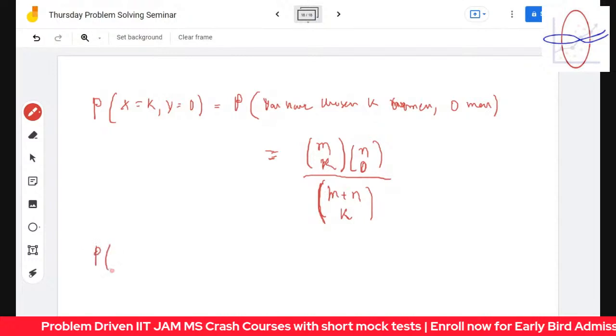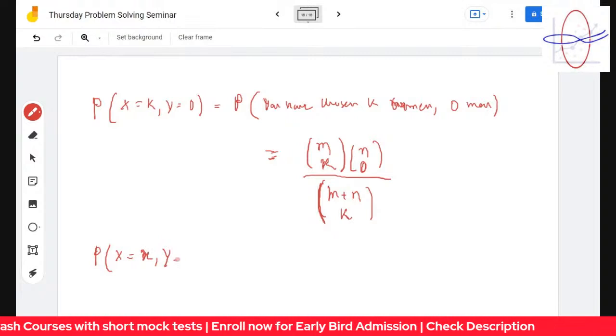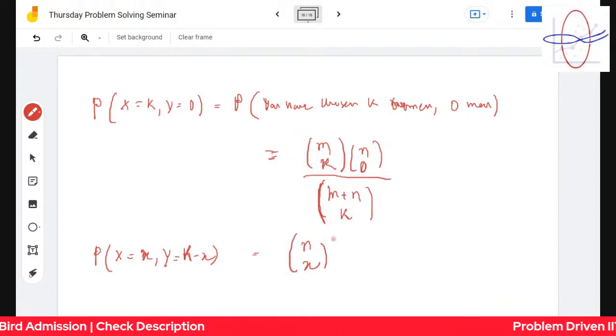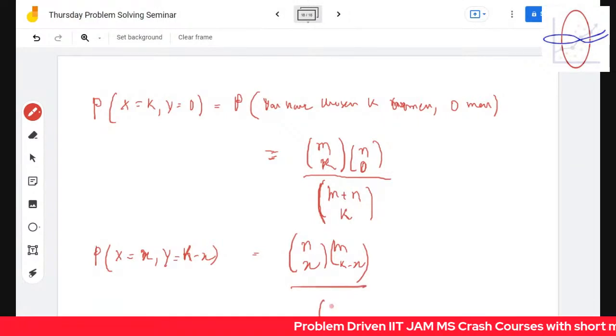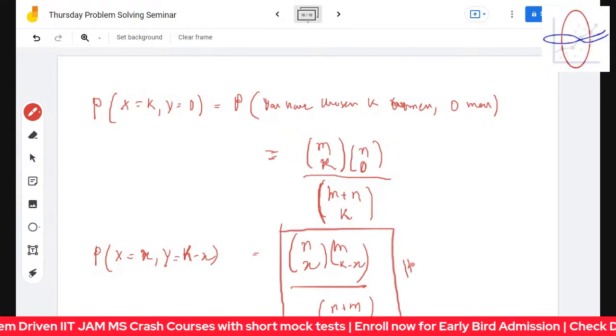So the probability that X is equal to a small x and Y is equal to k minus x is nothing but n choose x into m choose k minus x, divided by n plus m choose k. It's hypergeometric. You're right. Thank you so much.